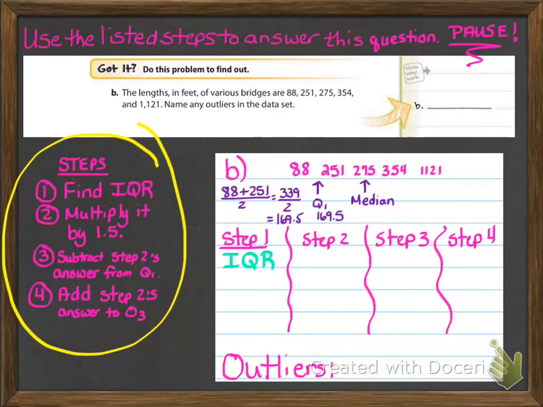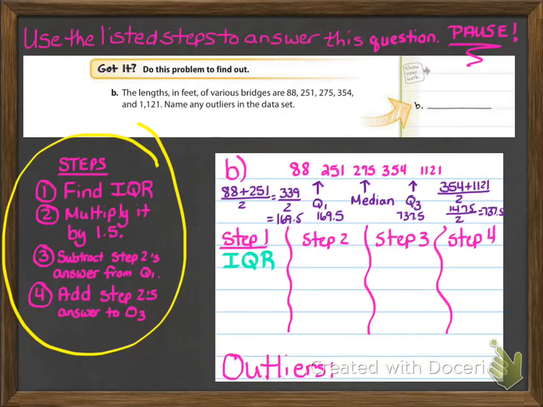Now I'm going to do the same thing to find quartile 3. I know my quartile 3 is going to fall right here between these 2 numbers. In order to find that, I need to add my 354 plus my 1,121, and then remember to divide all that by 2. You will get another decimal for this example as well. So my quartile 3 I found to be 737.5.